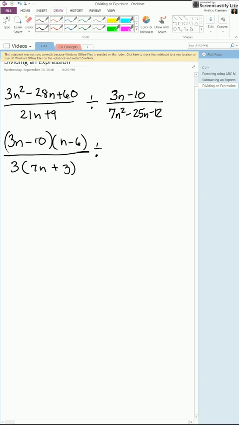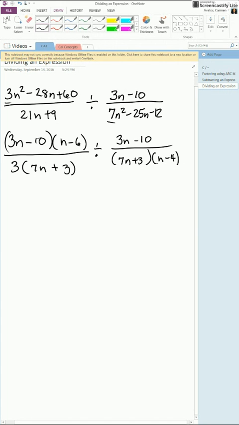And then we have a division sign. The 3n minus 10 have nothing in common, so we're just going to leave it alone. And the denominator has to be factored again. Use the ABC method or factor using mental math, because both of these had a leading coefficient greater than 1. So for this part right here, it would actually factor into 7n plus 3 and n minus 4.